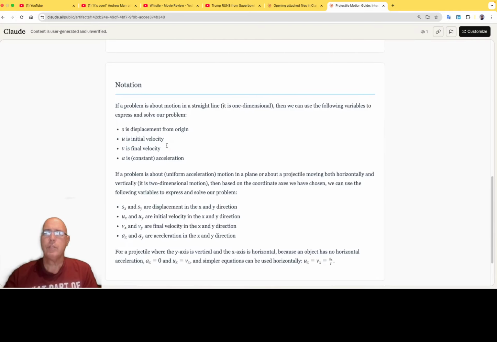We extend the notation that we used for SUVAT questions by including a subscript that indicates which direction we're interested in. So for displacement S, we can talk about horizontal displacement Sx and vertical displacement Sy. We can also talk about initial and final velocities Ux, Uy, Vx and Vy, and similarly accelerations in the horizontal and vertical direction, although in this case there is no horizontal acceleration.